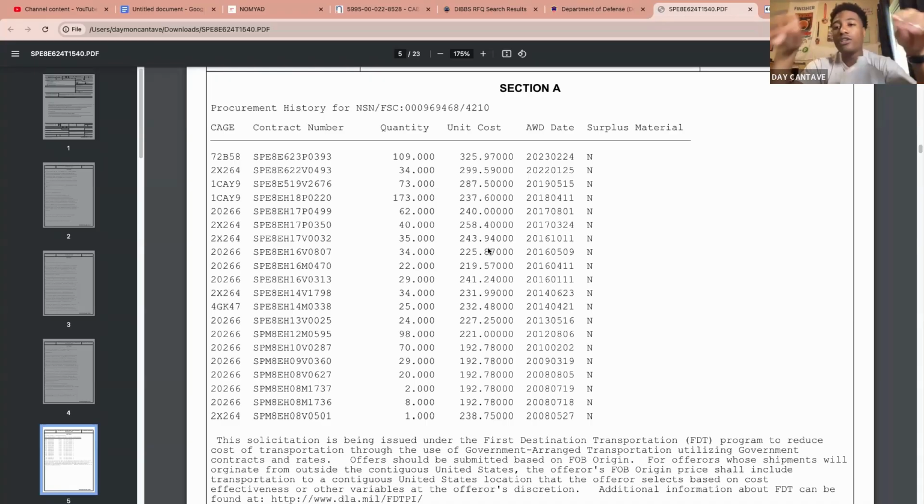Now, I used to say that year over year DLA expected like a 3 to 5% price increase, which is true. They do because of inflation, cost of raw materials, labor shortages, all that good stuff, overhead, right?